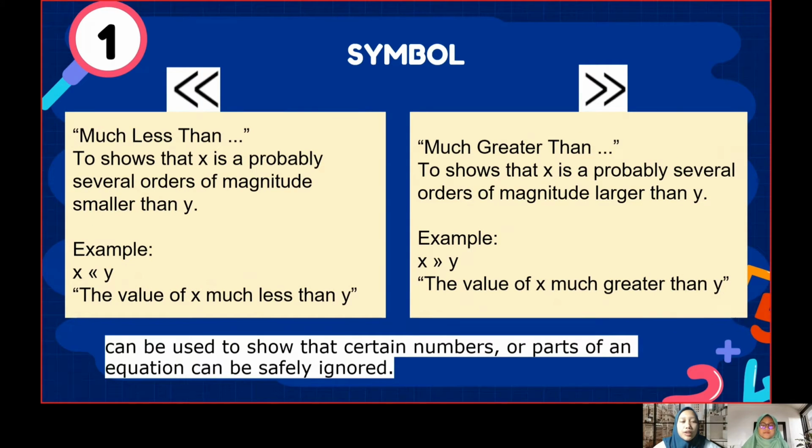For the next symbol, we have much less than, to show that X is probably several orders of magnitude smaller than Y. For example, X much less than Y. The value of X is much less than Y. And then we have much greater than, to show that X is probably several orders of magnitude larger than Y. For example, X much greater than Y means the value of X is much greater than Y. Can be used to show that certain numbers or parts of an equation can be safely ignored.